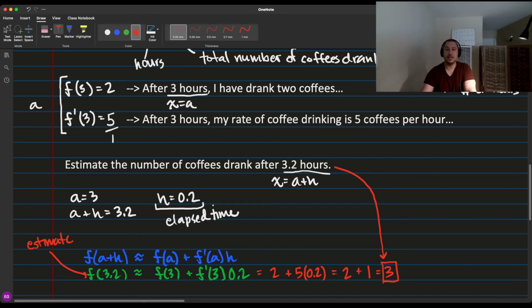How did we do this? Because we knew how many coffees you had drunk at 3, and you had the rate of change at 3. You have to have some way to figure it out. The trickier problems usually involve you having to use some other information to figure out what the rate of change is.